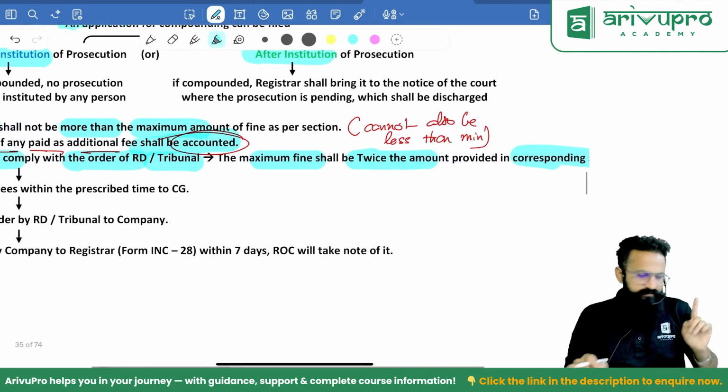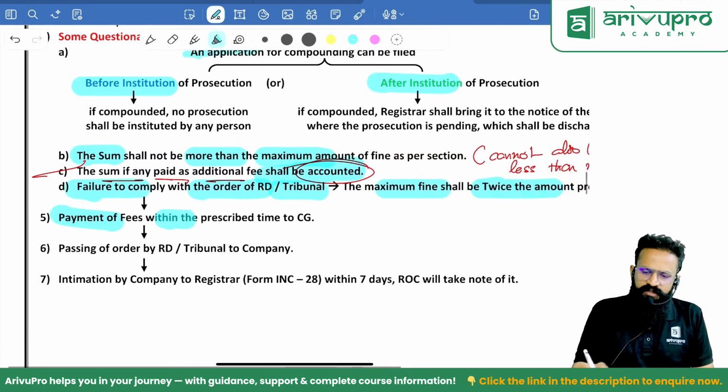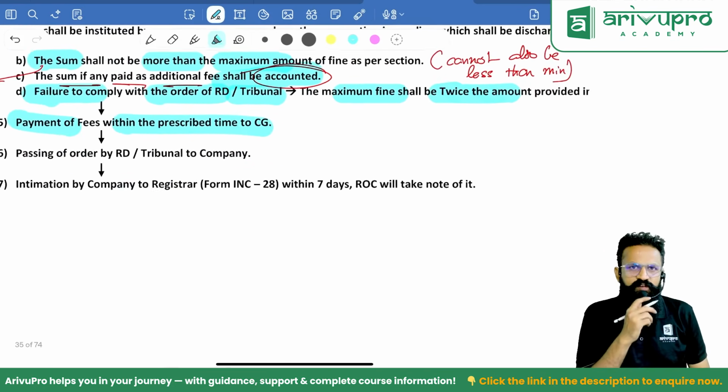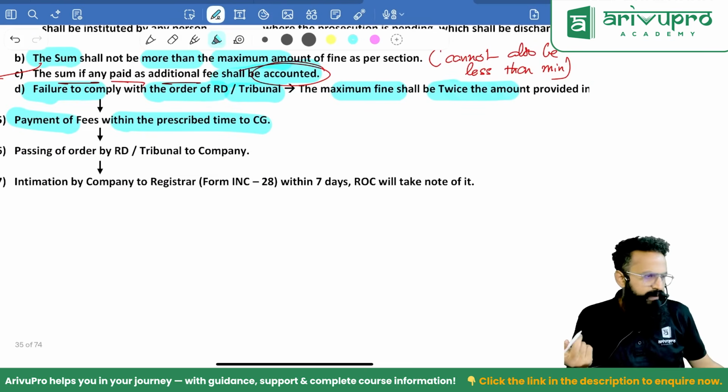Is this part clear? Okay. Sir, payment of fees within the prescribed time. In this case, you saw, within 45 days you need to pay it.